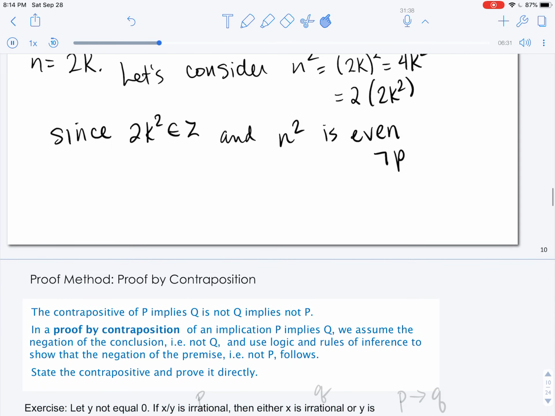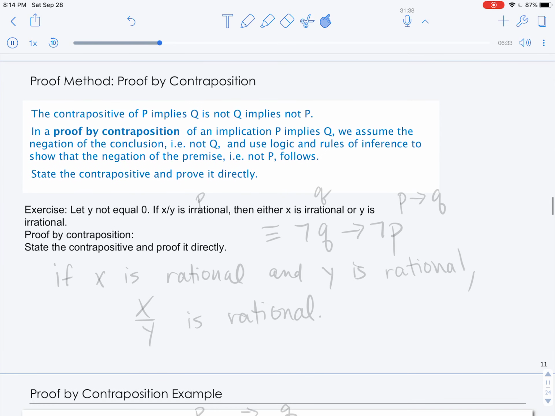Let's try another example. Assume that y is not equal to 0. So we're going to make sure that y is not equal to 0, and if x divided by y is irrational, then either x is irrational or y is irrational. So our P is going to be that x divided by y is irrational, and our Q is going to be that either x is irrational or y is irrational.